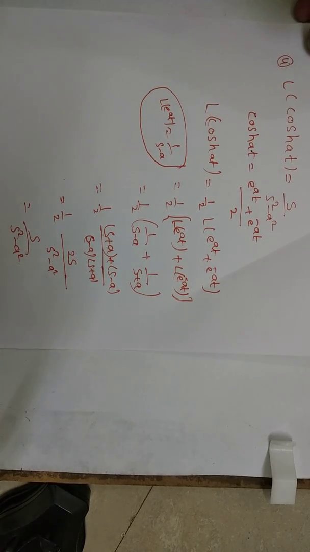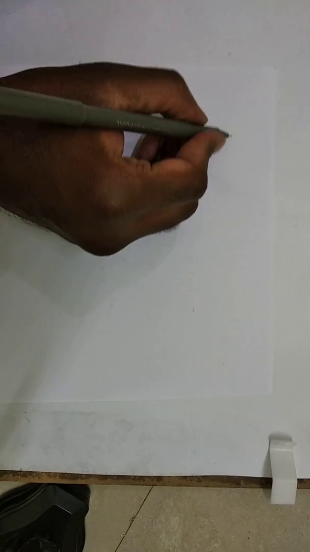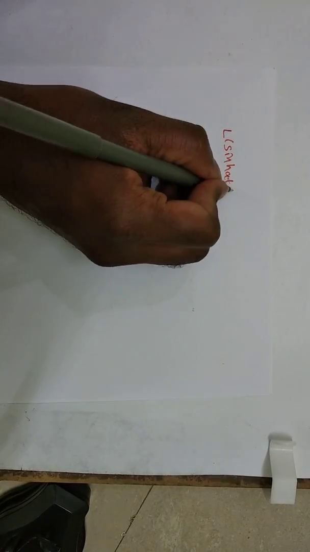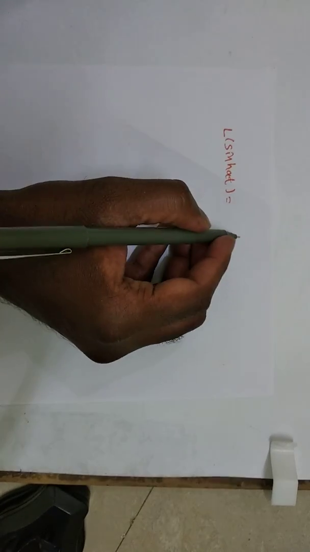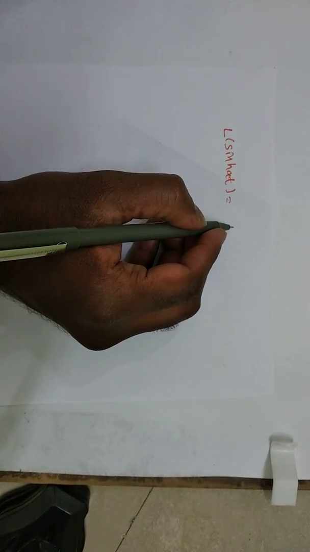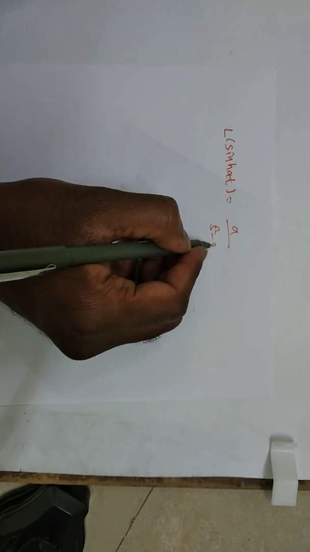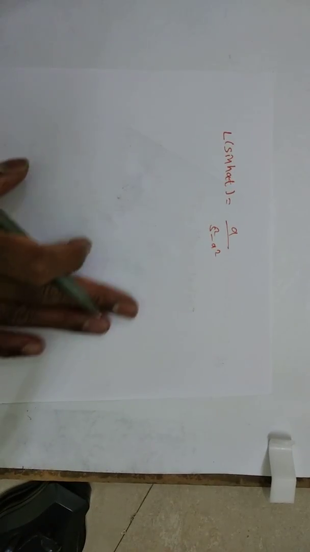Now we have to find L of sinh(at). L of sinh(at) is equal to a by s square minus a square. Now we have to prove this one.